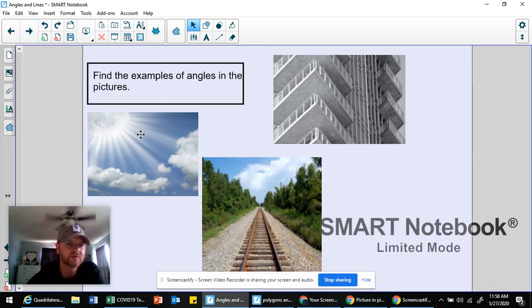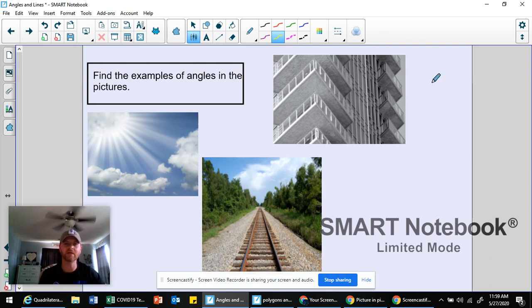We have some sun rays here, or some sunlight, some sunbeams shining down. We have what looks like the picture of a corner of an apartment building with balconies, and we have railroad tracks. If you look very carefully, you'll notice that you can find examples of angles in each picture. There's a ton of them. But I'm just going to quickly highlight one example from each picture.